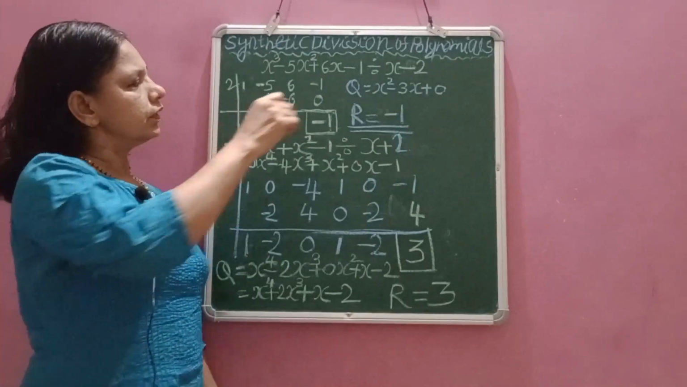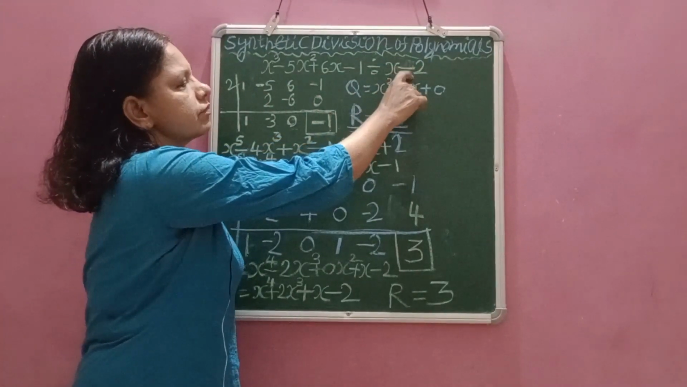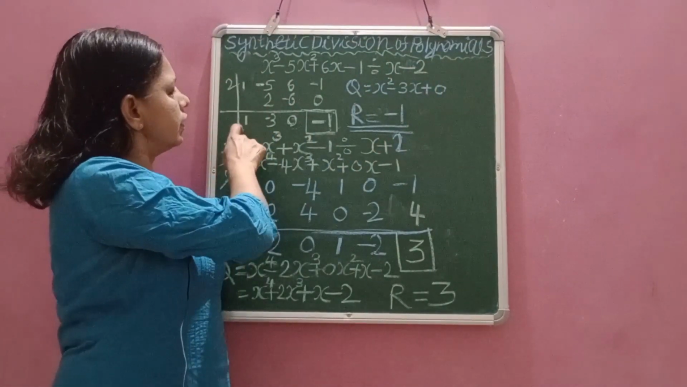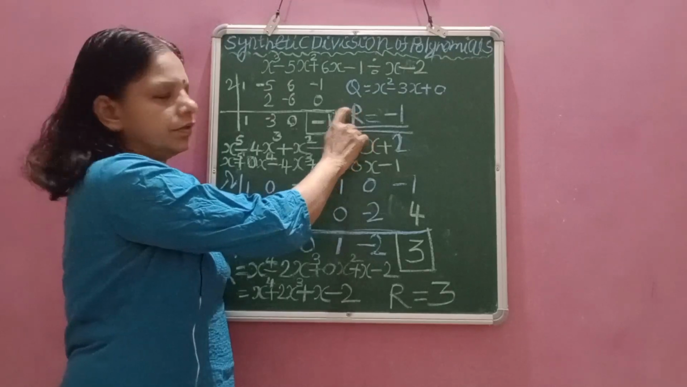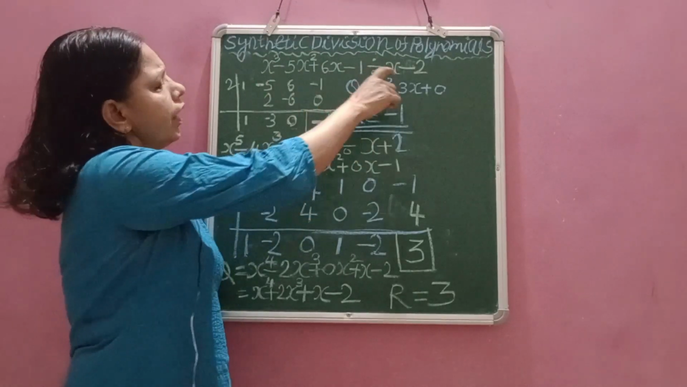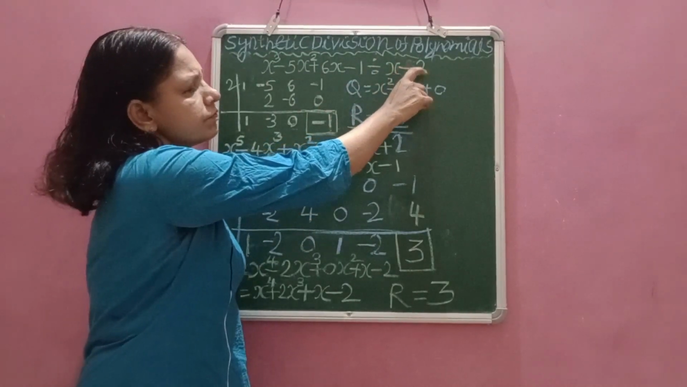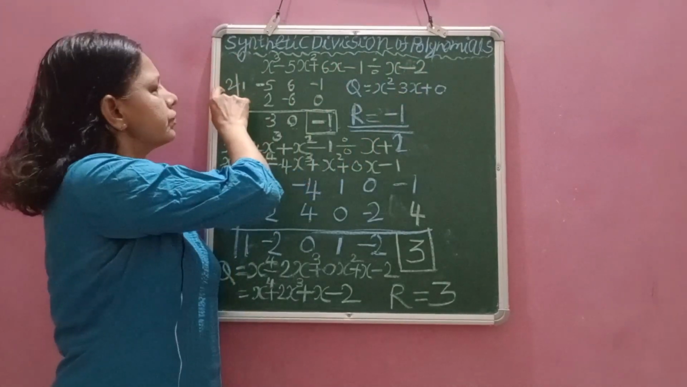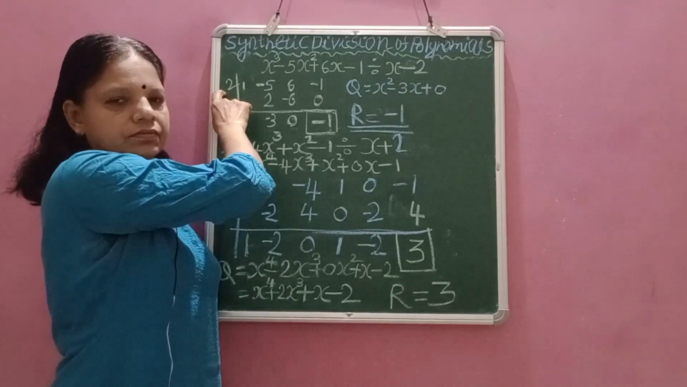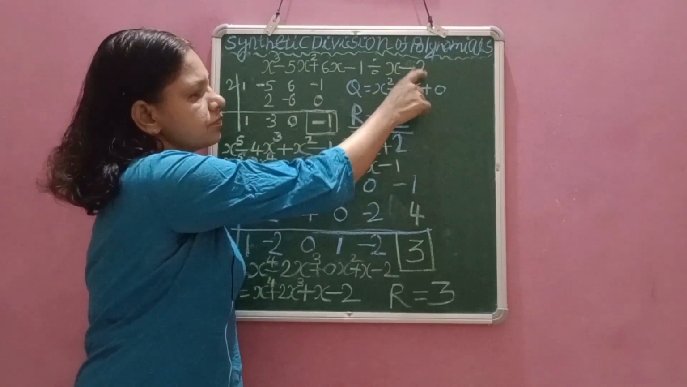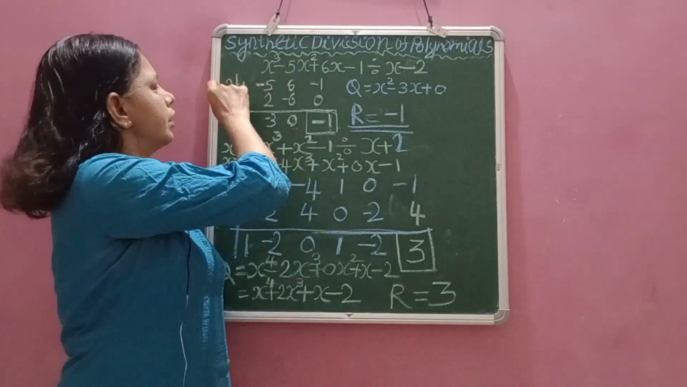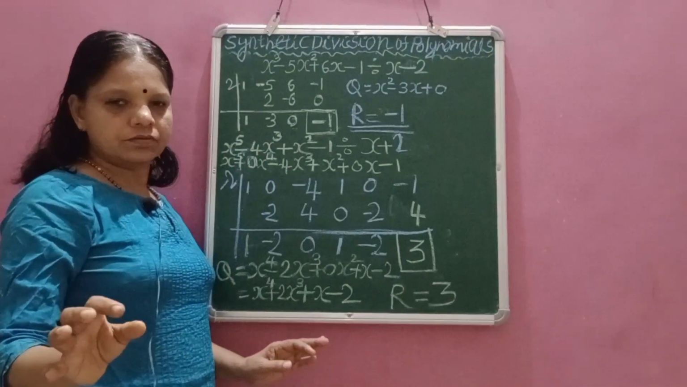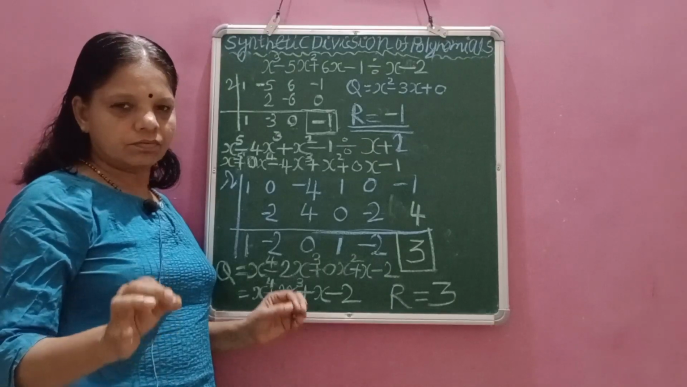After that, the divisor is x minus 2. So draw a vertical line and horizontal line, and divisor is x minus 2. So plus 2 you have to write outside this. If it is x plus 2, you have to write minus 2. Opposite you have to take. Only the constant of the divisor.